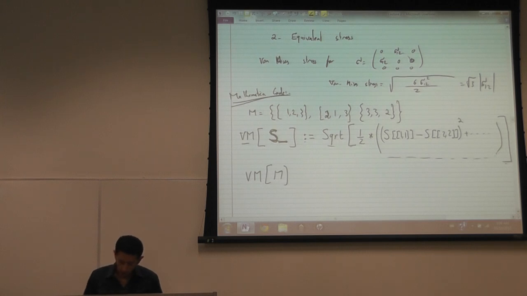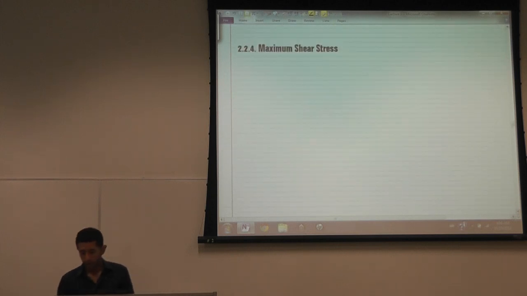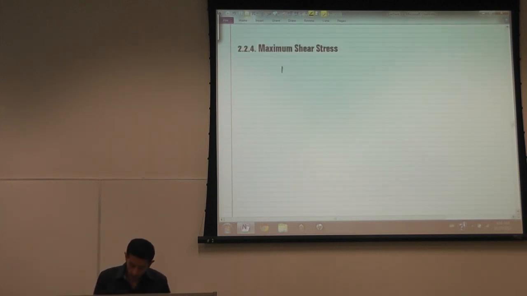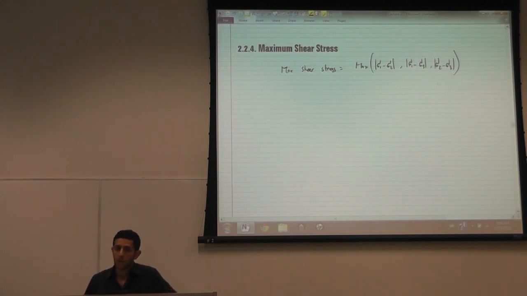Okay, so the last stress measure that we're going to talk about is the maximum shear stress. The maximum shear stress is defined as the maximum difference between the principal stresses. Calculate the principal stresses, take the difference between each two, find the maximum, and this will give you the maximum shear stress. So why did we define it that way?